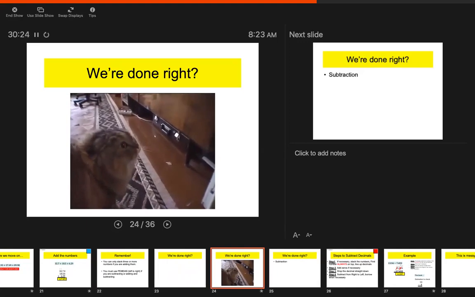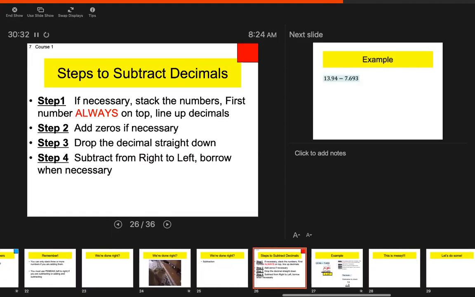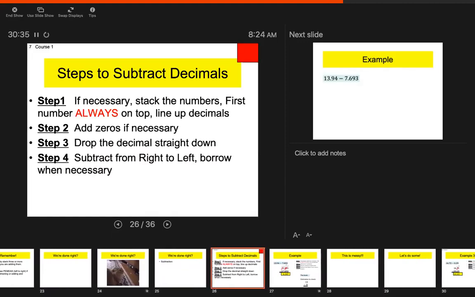Well, according to this math cat, we are not done. What are we missing? The answer: subtraction. We are missing subtraction. So let's do subtraction. The answer to 1. All right, notice what's different in the steps.